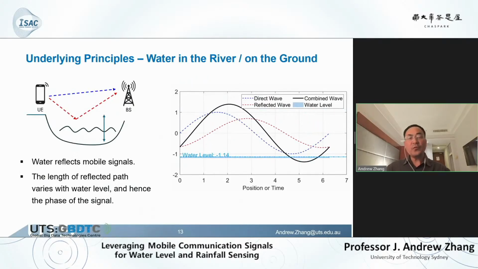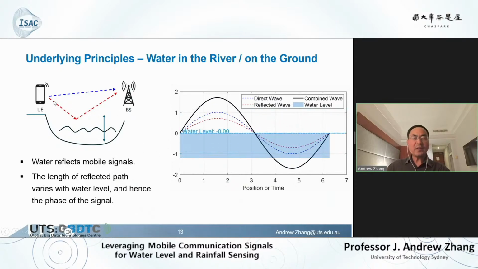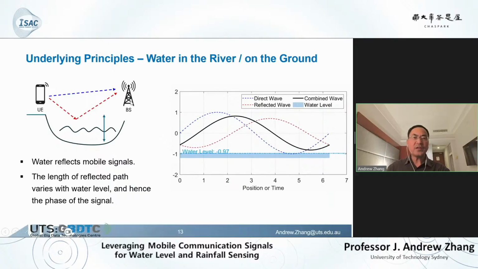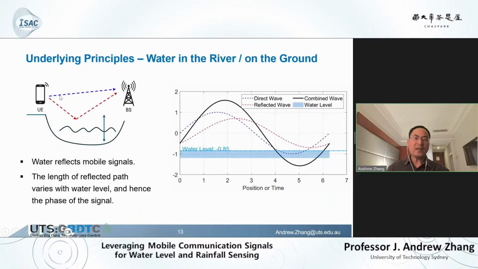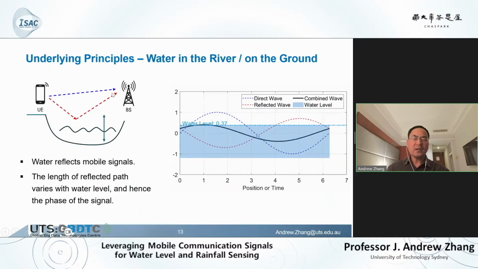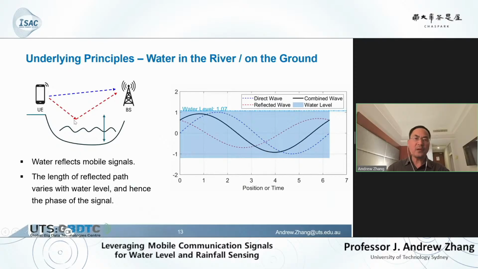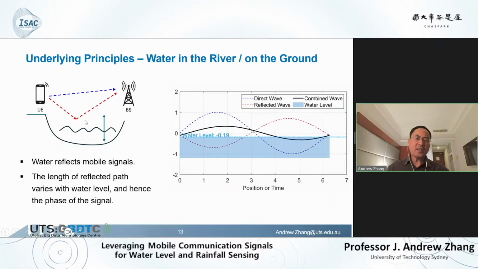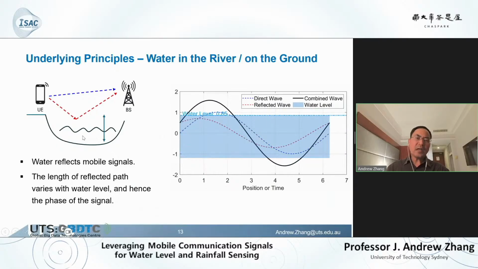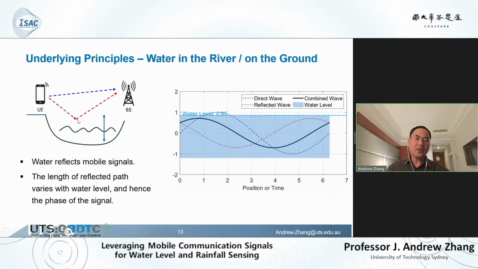The underlying principle for water level sensing is relatively simple. For example, let's look at this setup. We have a base station receiving signals from a mobile phone, and there will be some static paths between the mobile phone and the base station. There will also be at least one path reflected from the water that reaches the base station. So in this scenario, when the water level varies, the propagation path will change, right?